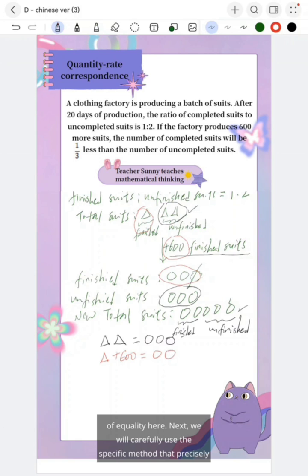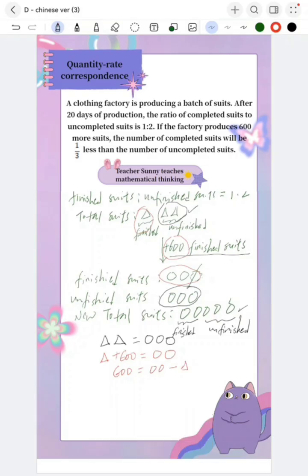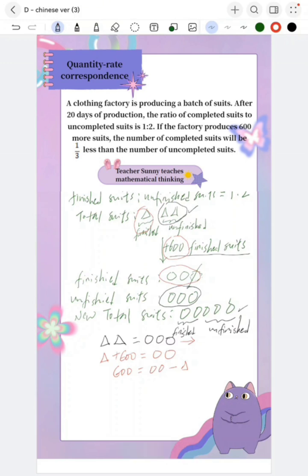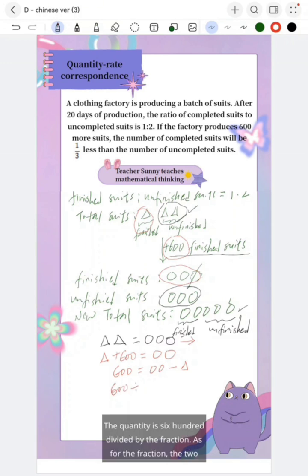Next, we will use the method that corresponds to the green section. First, we put the quantity in front, and then, for the green part, we consider the 2 circles, specifically the separated part of the circle, and then subtract from this the triangular part. Alright, so here, this is Unit 1. This part is Unit 1. Let's take this section as the unit, okay? The quantity is 600 divided by the fraction.